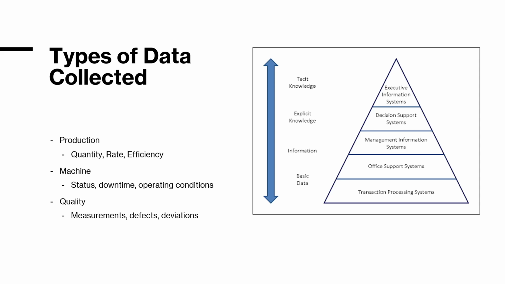And on the right is a pyramid that goes from basic data to tactic knowledge on these different information systems that are out there. They have transaction processing systems at the bottom and executive information systems at the top, which have a bunch of data being collected and different processes being monitored, where at the bottom there's not as much data being collected and maybe a few processes being monitored. So it gets more complex at the top and less complex at the bottom.